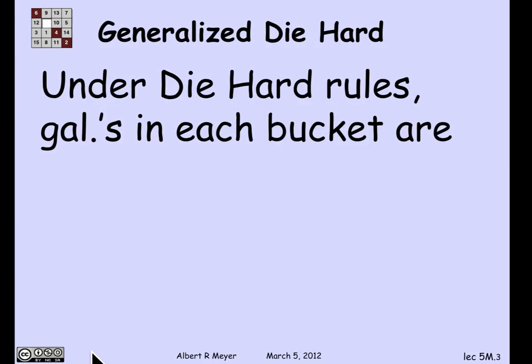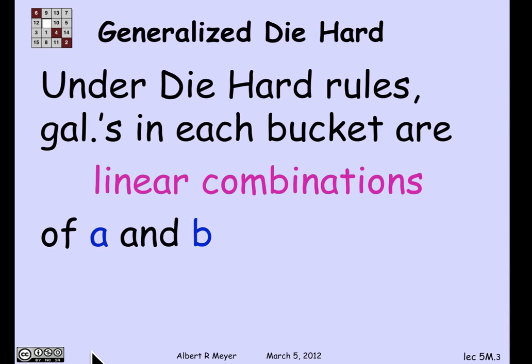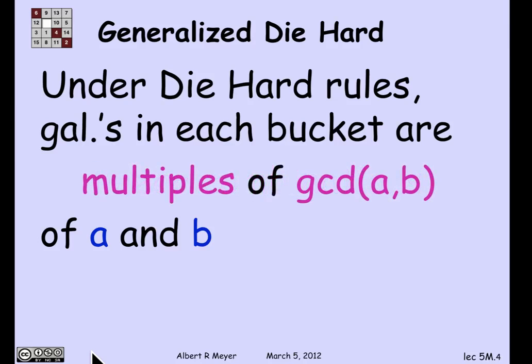Now, when we looked at the state machine, we figured out that under the die-hard rules, the number of gallons in each bucket at any stage is a linear combination of the bucket sizes. So after any sequence of die-hard moves, in each bucket there will be a linear combination of A and B. Now, the point is that linear combinations of A and B are the same as multiples of the GCD.